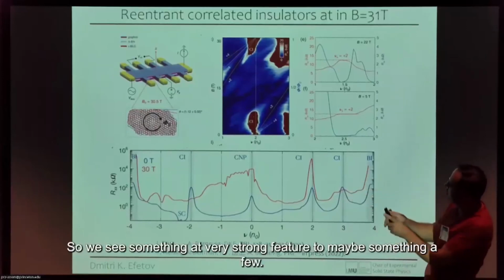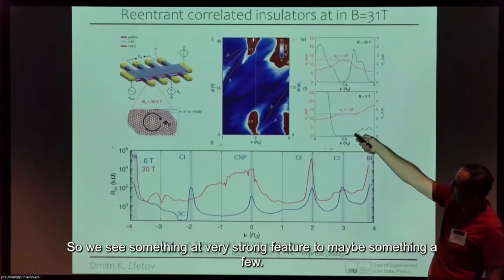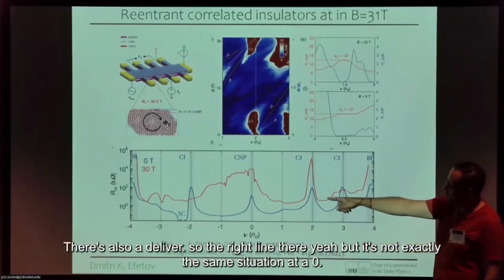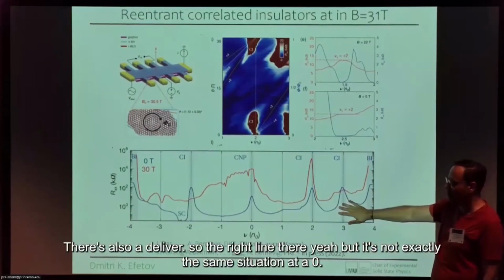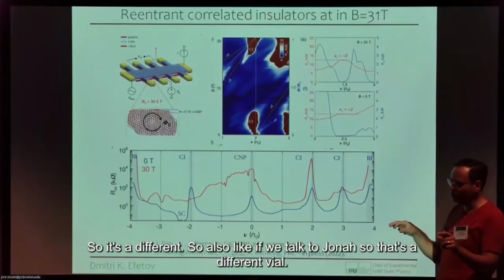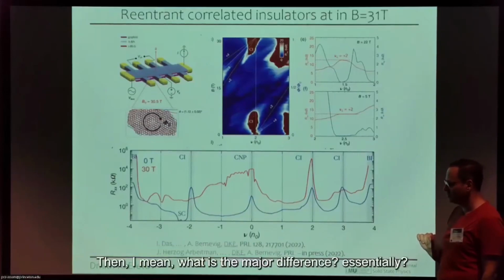As you can see, we see a very strong feature at 2, maybe something at 3. There's also a little bit of a peak at 3. So the red line here. Yeah. But it's not exactly the same situation as at zero field. So it's different. If you talk to Jonah, if you do the calculations, these flat bands look different. Those are different flat bands than at zero field.